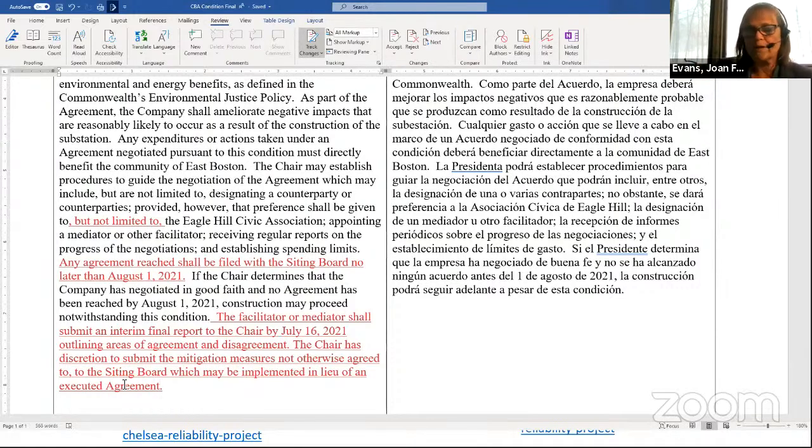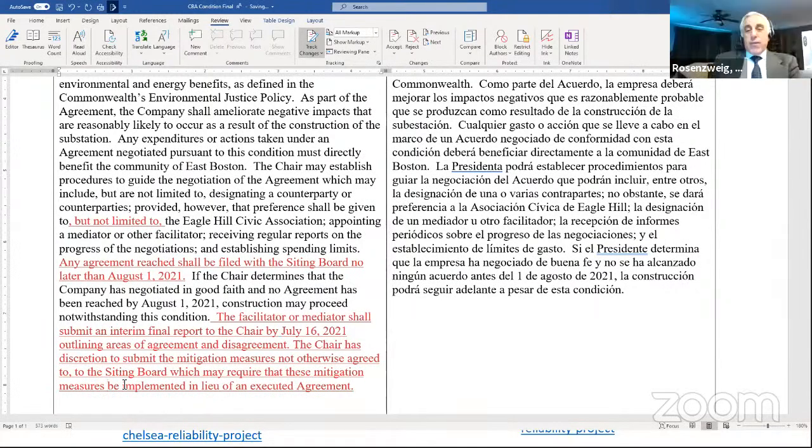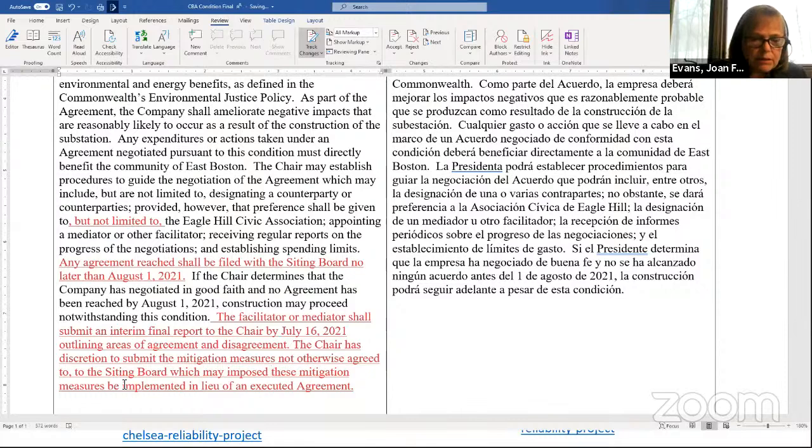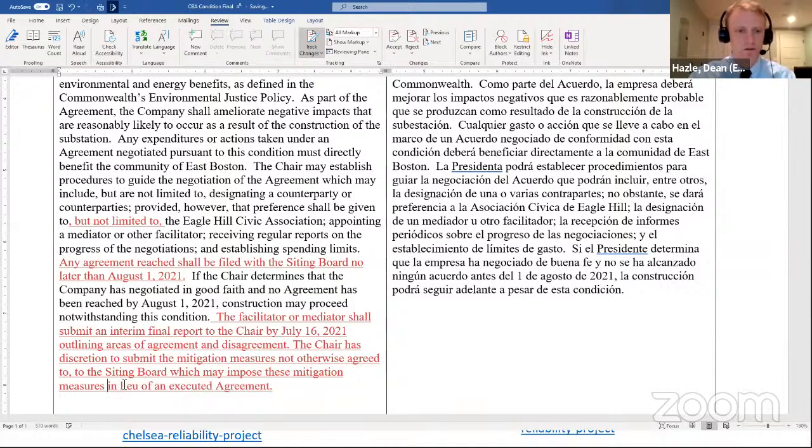The siting board would require that those measures be implemented. So I think you would say siting board, which may require these mitigation measures be implemented. Yeah. If I could suggest, maybe imposed by the siting board instead, since required implies something else. Impose, without the D. Okay. Impose mitigation measures in lieu of. Or yes. Okay.